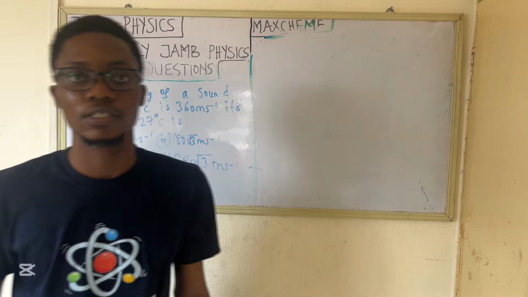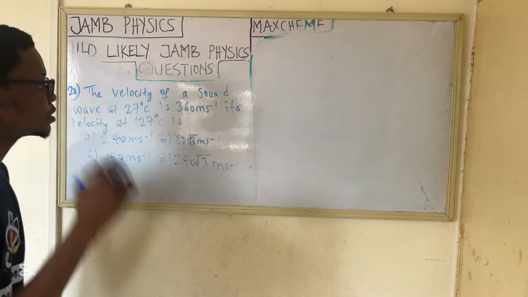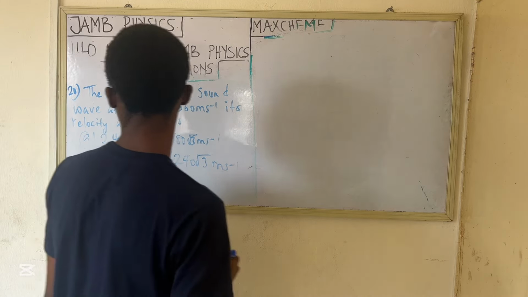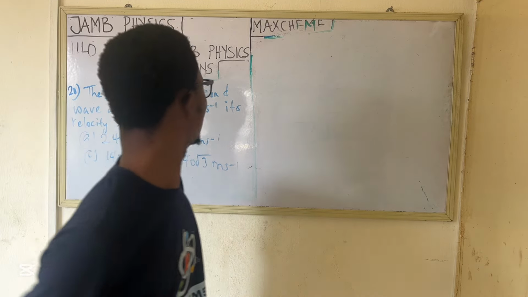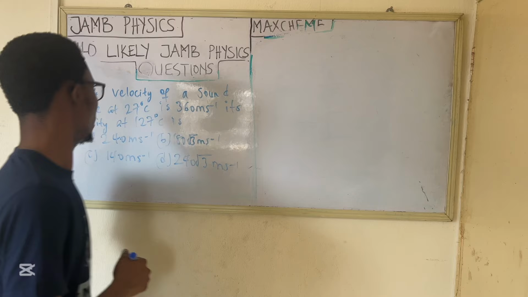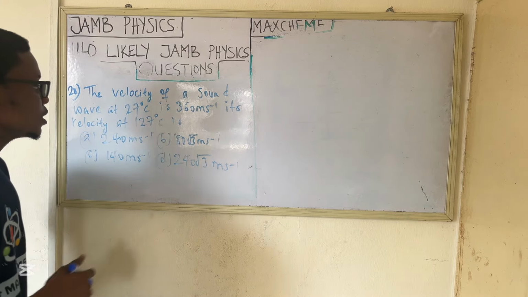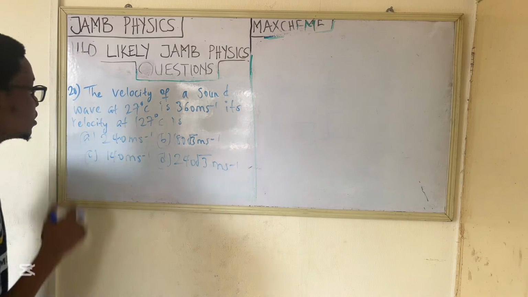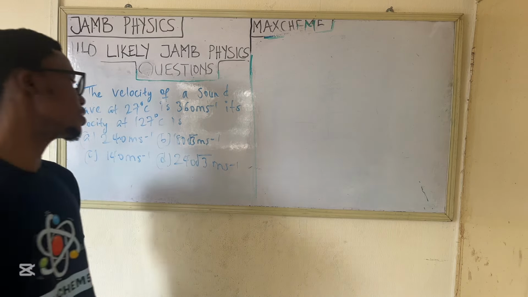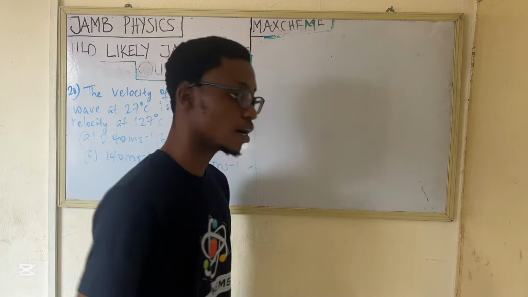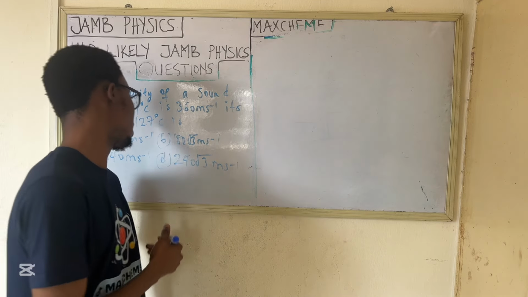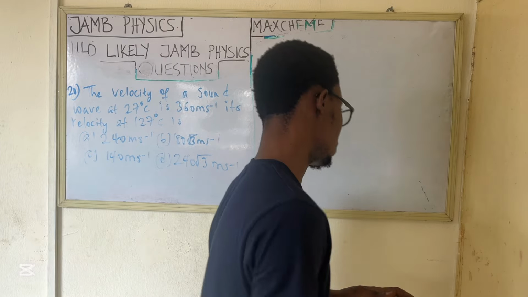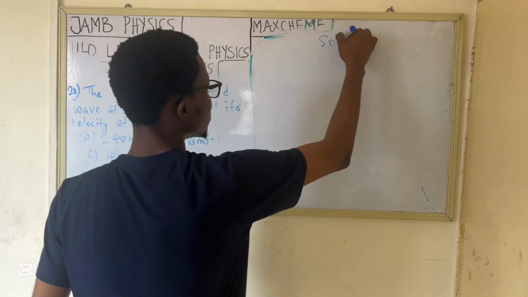Question 20. Now look at this. The velocity of a sound wave at 27 degrees Celsius is 360 meters per second. Its velocity at 127 degrees is: A, 240 meters per second; B, 180 root 3 meters per second; C, 140 meters per second; D, 240 root 3 meters per second. You have options there, so you know you have to solve using the formula also here.